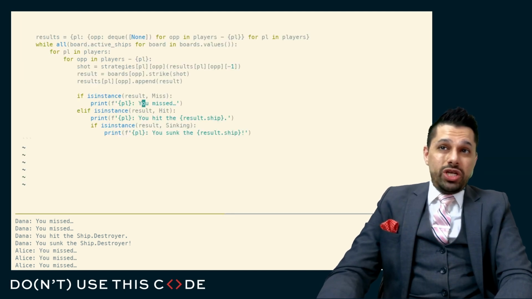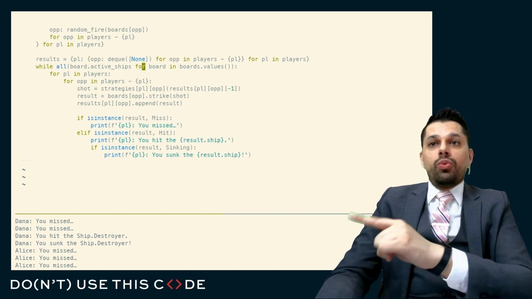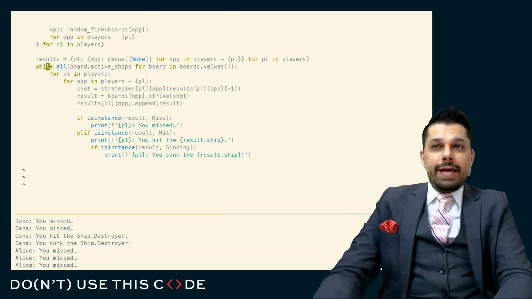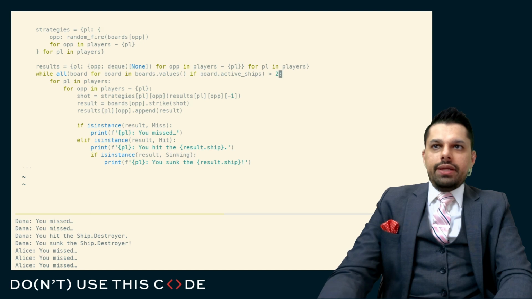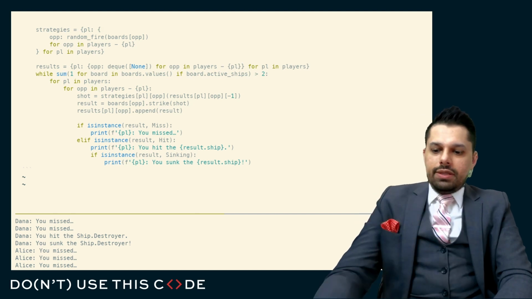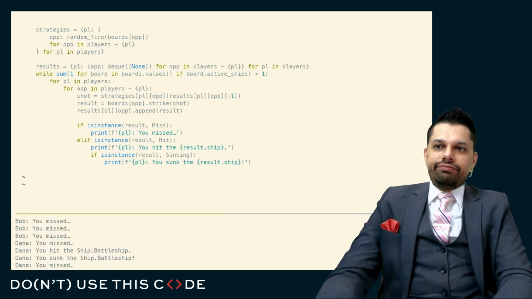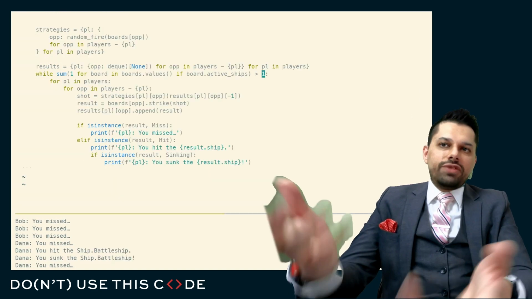And what we might do is change this condition here so that it plays until there's only one player left. Or here we might say, if board.active ships, we might take the board object itself, and we might say if this thing is greater than, actually we can even do something like this, if there's more than one active player. And so this will play until one person is left. And whoever that one person who's left is, they happen to win.